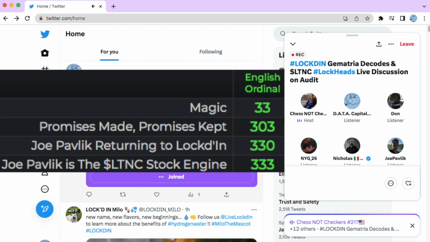And another one, which goes back to even our Next Level days. And you could tell how people talk about Joe, what he did for the company within the first 95 days. It was something special. So Joe Pavlik is the LTNC stock engine equals 333 in English ordinal. That's as powerful as you can essentially get. All right, off the bat. So, I feel like we have the right numbers, we have the right people in place, and that's just for the outside.